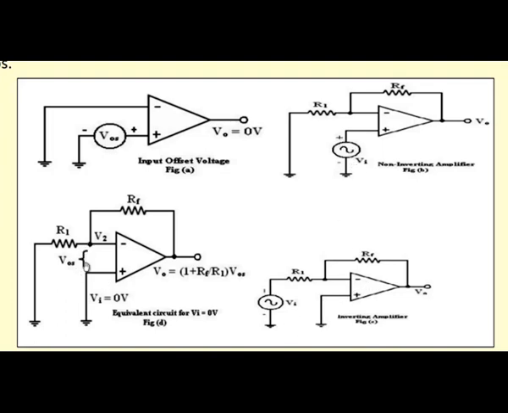With the input offset voltage, what is the output voltage obtained? V naught is given as (1 plus Rf by R1) into VOS. VOS is the input voltage we have given to nullify the output voltage.